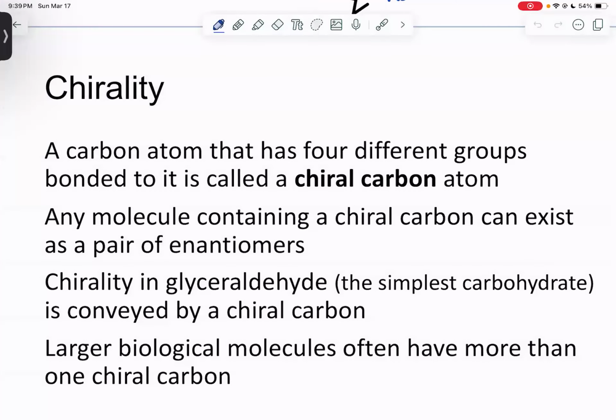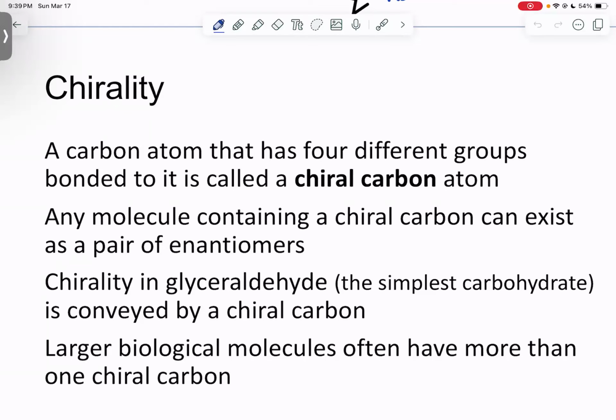All right, so we last finished and we were talking about chirality. And we said in order for something to have chirality, you have to have a carbon atom, and that carbon atom has to have four different groups bonded to it. And that's what we would consider a chiral carbon. So if any molecule has a carbon with chirality, then that molecule has a mirror image, an enantiomer, right?